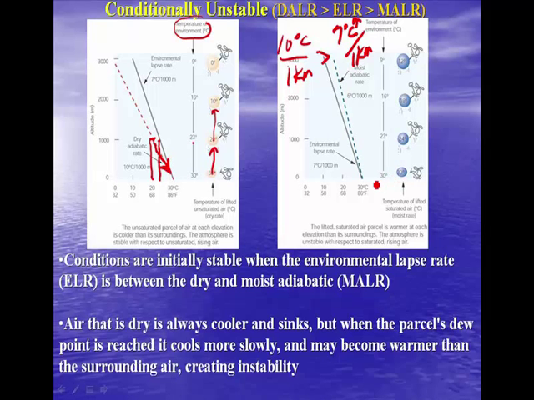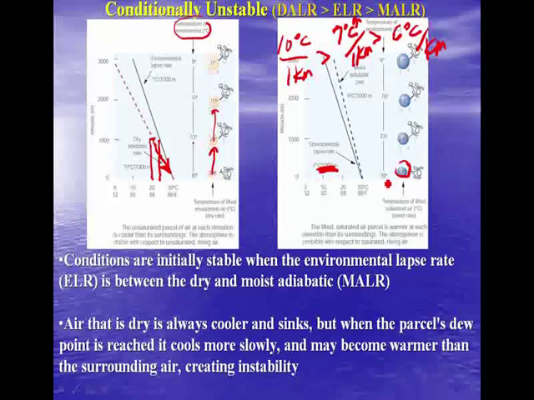Now, if we look over here and let's just say the parcel is saturated, this same parcel that begins at 30 degrees Celsius, and notice the environmental lapse rate is still 7 degrees Celsius per kilometer. Now the moist adiabatic lapse rate is 6 degrees Celsius per 1 kilometer. So the environmental lapse rate, in other words, the change in temperature of the surrounding atmosphere, is greater than the moist adiabatic lapse rate.